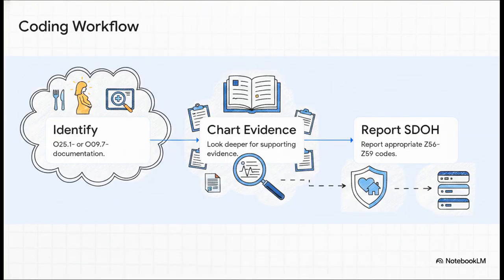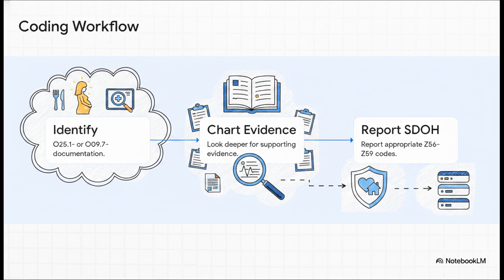Let's move to how this builds a really complete clinical workflow. When you're dealing with malnutrition, our O25.1 subcategory, or any documentation supporting O9.7, which is supervision of a high-risk pregnancy due to social problems, your job isn't quite done. Step 2 is to actively look deeper into the chart for supporting evidence.